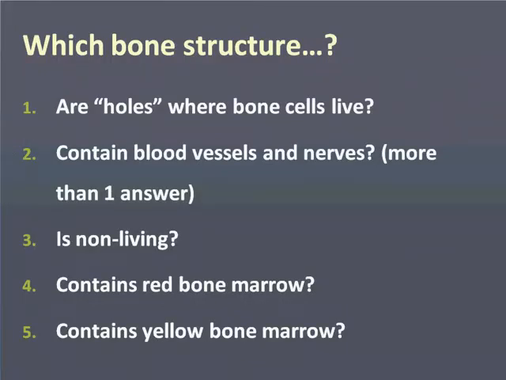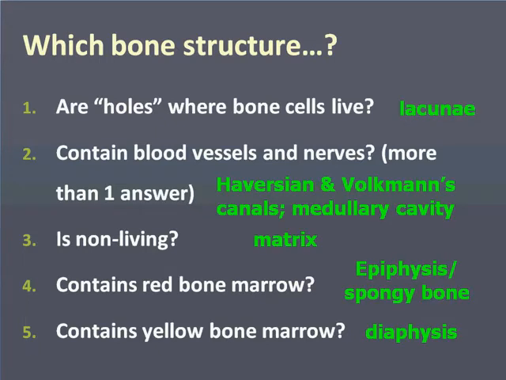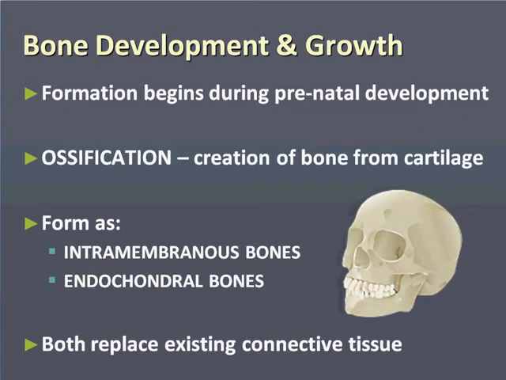So here's a little pop quiz for you. Number 1, the holes where bone cells live, kind of a slang question. And 2, the things that contain blood vessels and nerves. And the part of the bone that's non-living is number 3. And which part contains the red bone marrow and which part contains the yellow bone marrow? They are very different spots. So take a second and pause and see if you can come up with these answers on your own. Alright, here are the answers. And since you've already seen them, and I've explained them already, we're moving on.